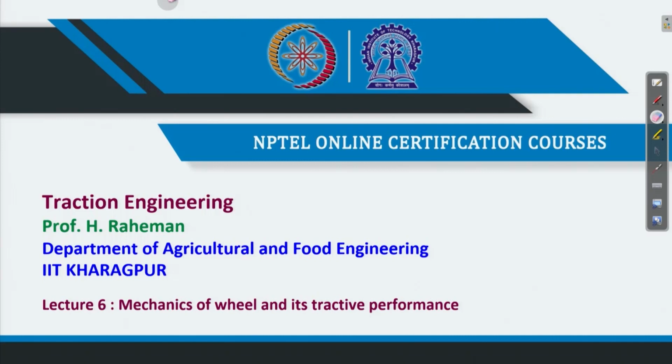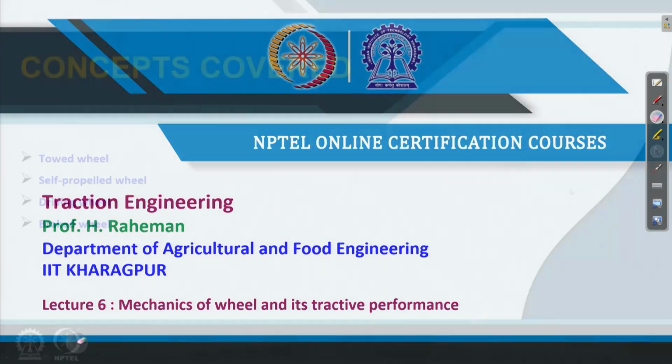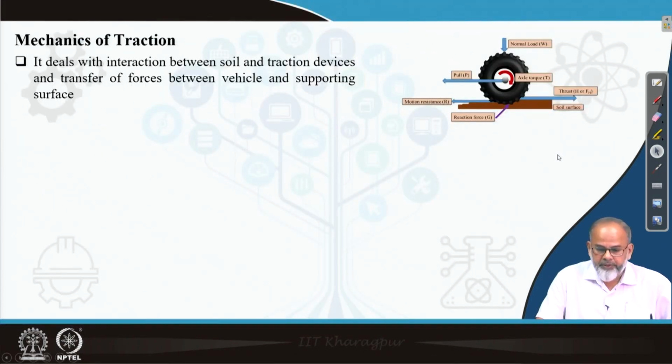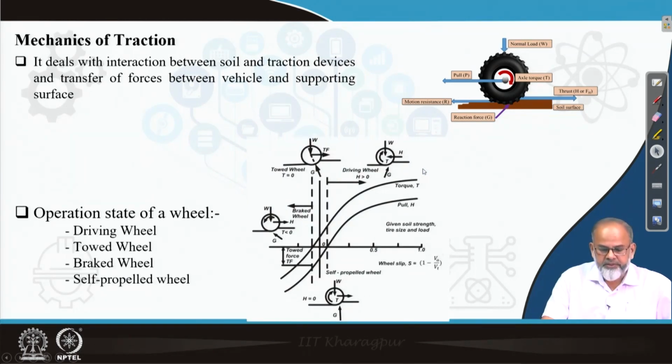Today is lecture 6. I'll try to cover the mechanics of wheel and its tractive performance. The concepts I am going to cover are towed wheel, self-propelled wheel, driving wheel, then mechanics of traction. As you know, mechanics of traction is nothing but interaction between soil and the traction devices and the transfer of forces between vehicle and supporting surface. Based on that, we divided the wheels into 4 types: driving wheel, towed wheel, braked wheel, self-propelled wheel.